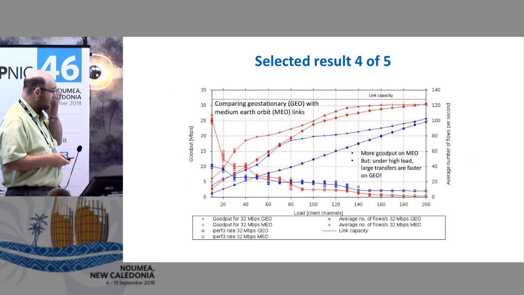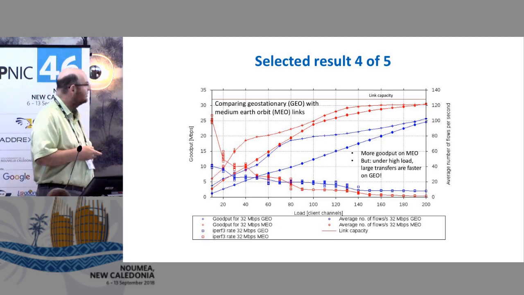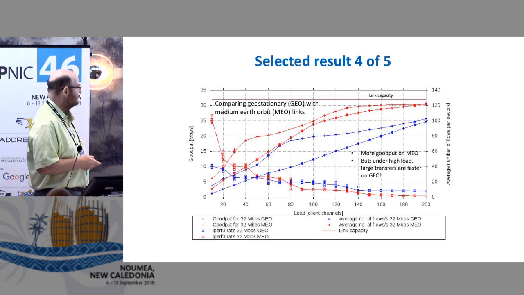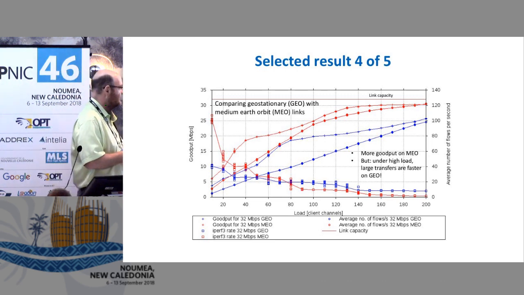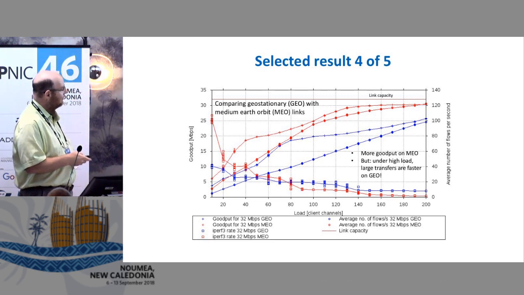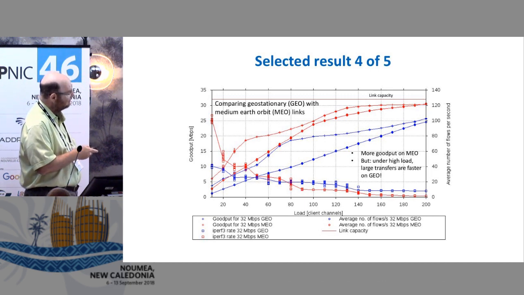So this is a sort of more summary result. Here we're looking at comparing geostationary with medium Earth orbit links. What you can see here is the blue one being the geostationary, and the red one being the medium Earth orbit links. The interesting thing that we can observe here is that for the medium Earth orbit links, the individual file transfers achieve a much higher rate up to a certain load point.